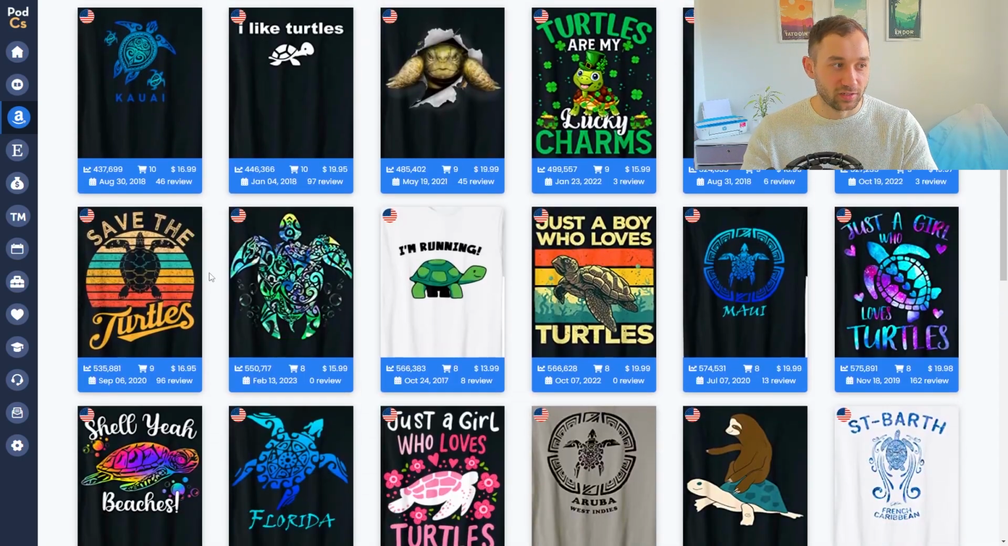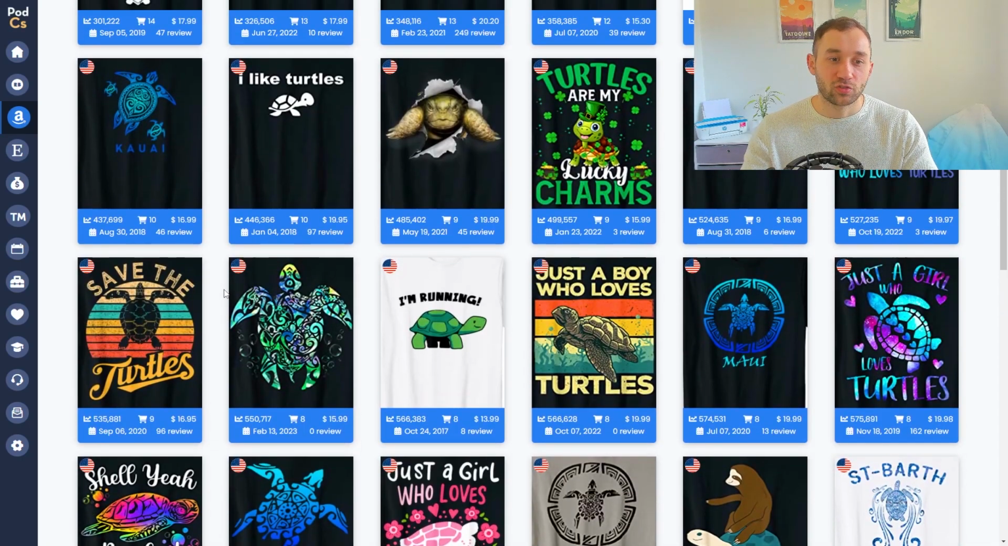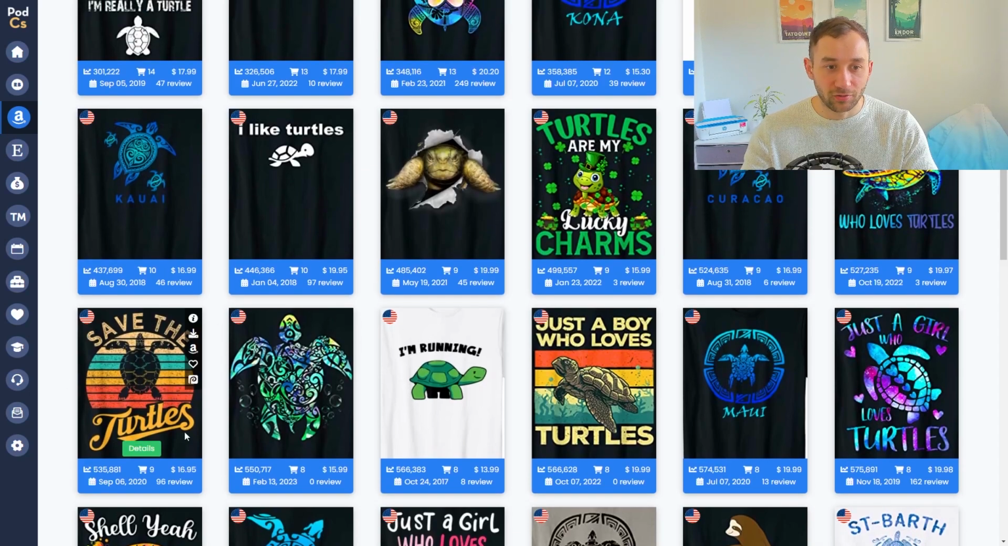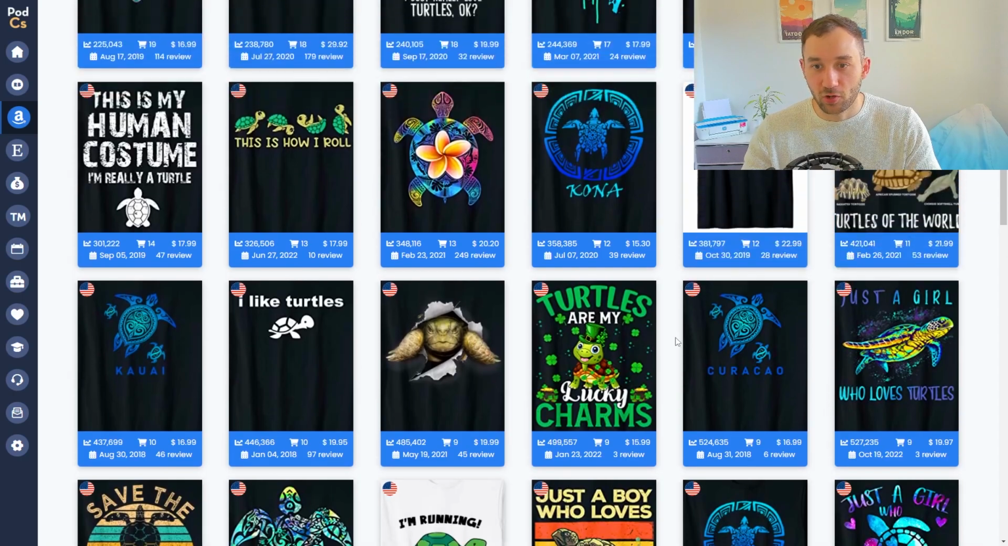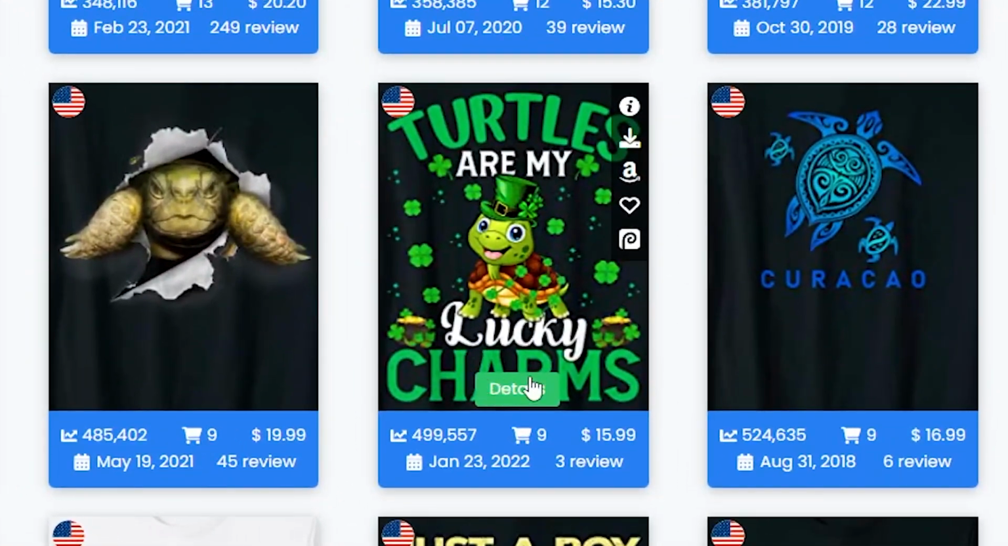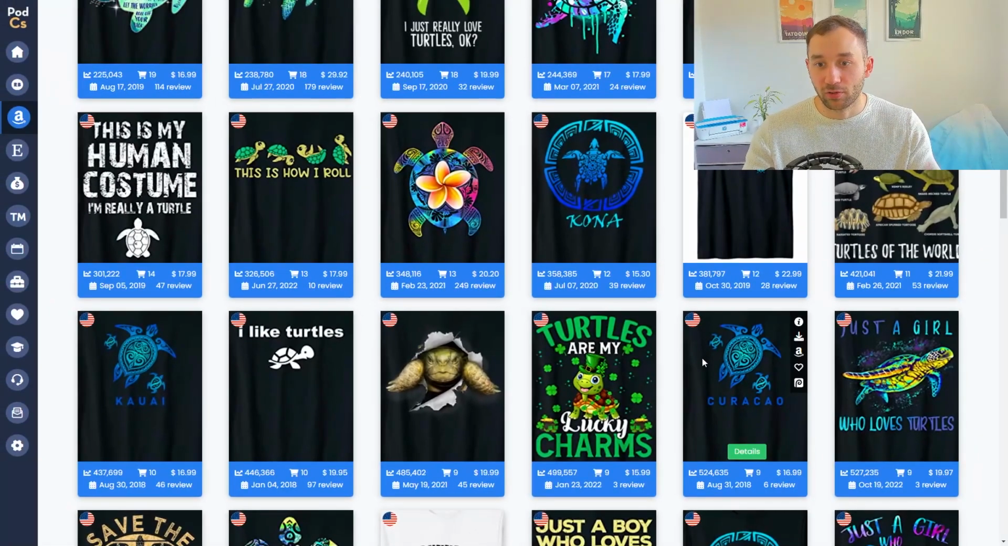Now we've got a design here, Save the Turtles. Those sorts of things can always do really well if it's not trademarked. I'm not sure if "Save the" might be registered, I don't know. Cross niching as usual is very, very popular. So here we've got St. Patrick's Day cross niched. Obviously that's not relevant for May, but that's just to give you an example of what you can do to mix and match different topics.